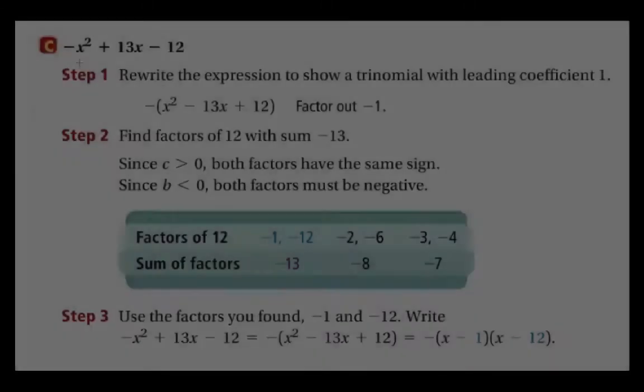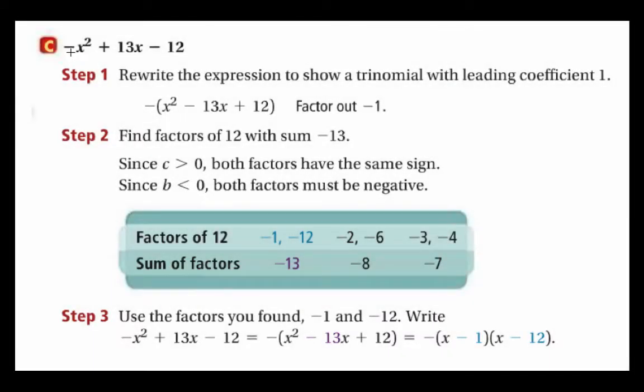Another example with a little twist in it, we have negative x squared plus 13x minus 12, and this negative in front of x squared can be problematic. But what we can do is rewrite the expression to show a trinomial with leading coefficient 1. So we factor out the negative, okay? Factoring out a negative out of a trinomial or any expression basically changes the sign of everything that's left. So we're just doing a sign change here. We want a sign change on x squared. So we factor out the negative 1 and we're left with x squared minus 13x plus 12.